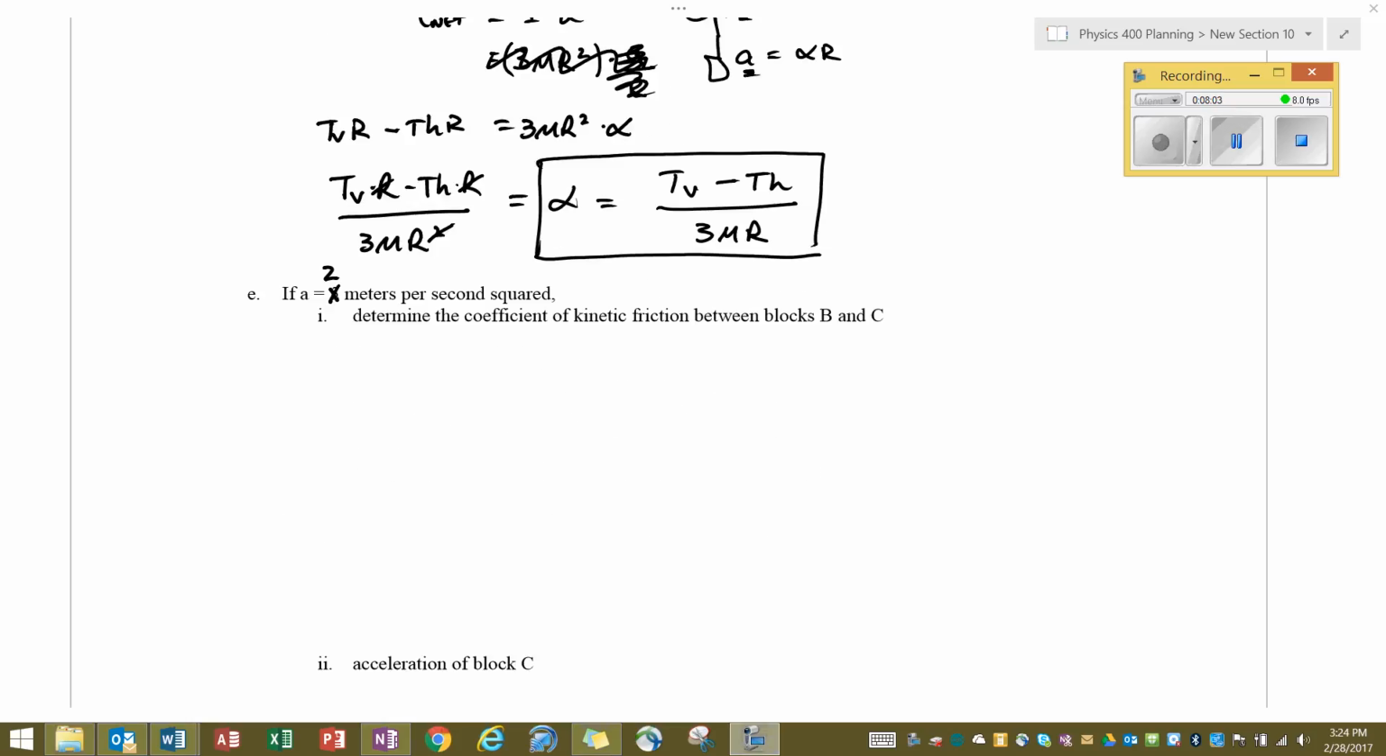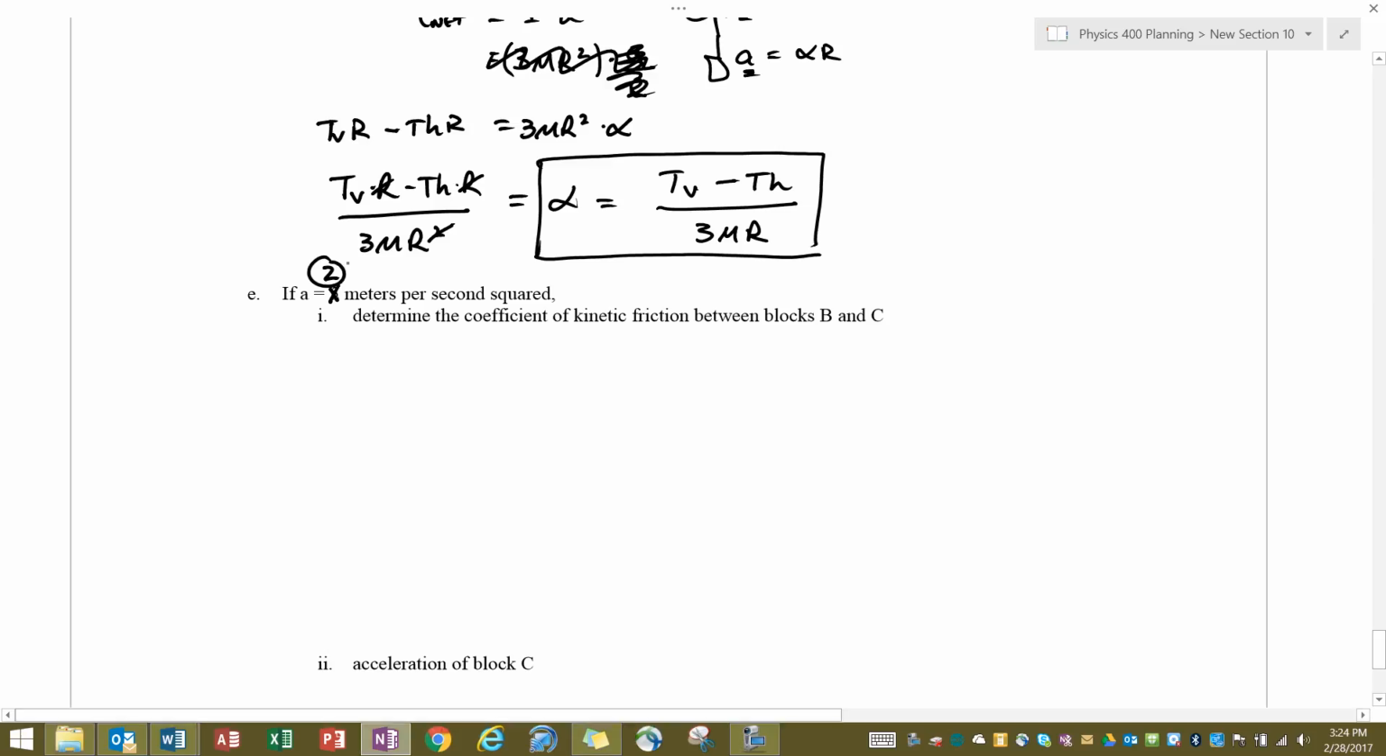In part E, your test had 2 meters per second squared. It's giving you the linear acceleration, and it says find the coefficient of friction. Well, all the work you've done so far has kind of set you up for this. You have an expression for TV, you have an expression for TH, you have this expression. We know that alpha is equal to A over R. So now we just need to substitute in all these expressions that we have.